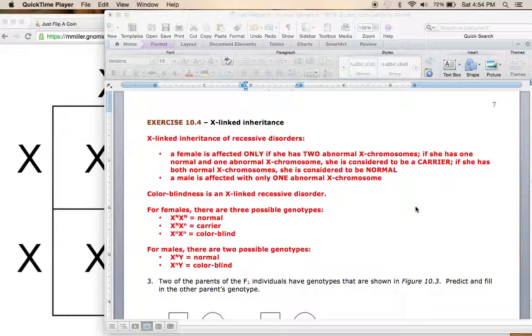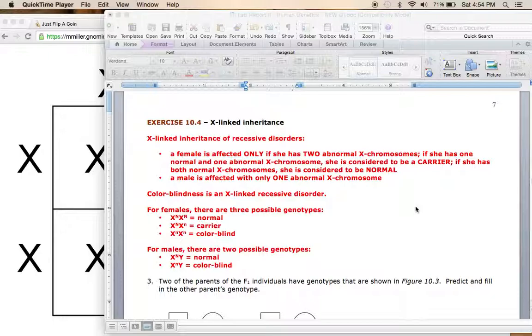If she has one normal X chromosome and one abnormal X chromosome, then she's considered to be a carrier because she could pass on that defective X chromosome to one of her offspring. So she may not have the disease, but she is carrying it. For a male, he only has one X chromosome normally, so if that one X chromosome is abnormal, then he's got the disease. He can't really carry it because he's only got the one chromosome, and that's going to be the one that expresses itself in his phenotype.